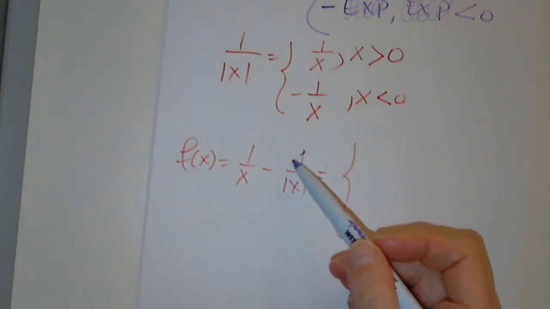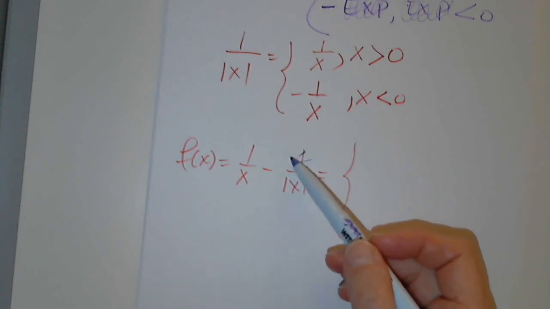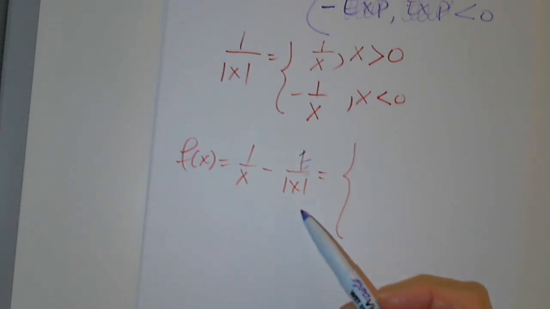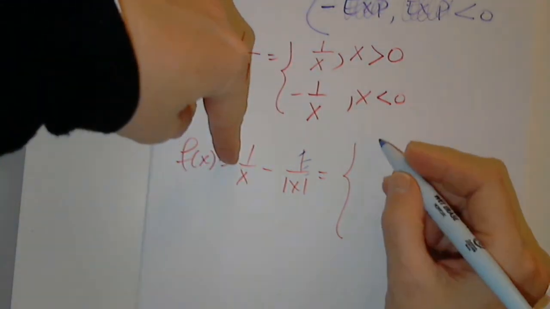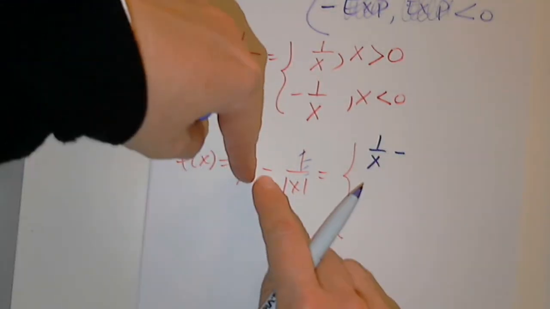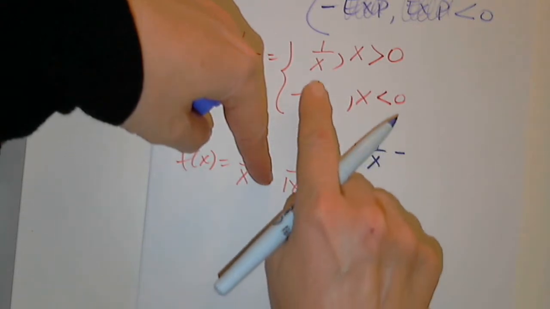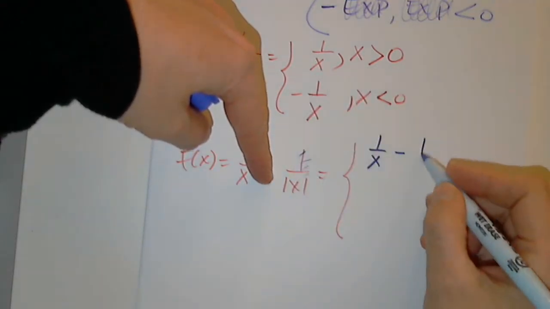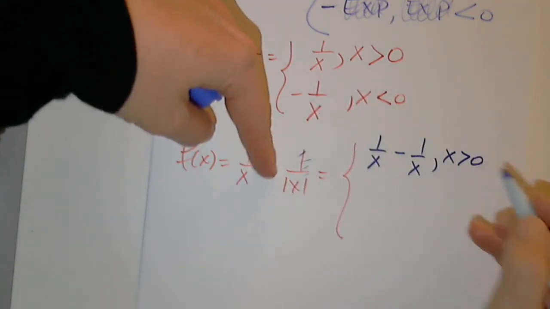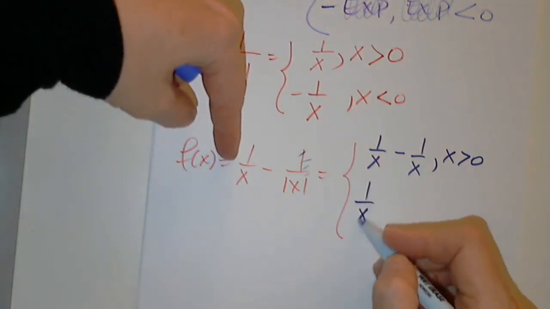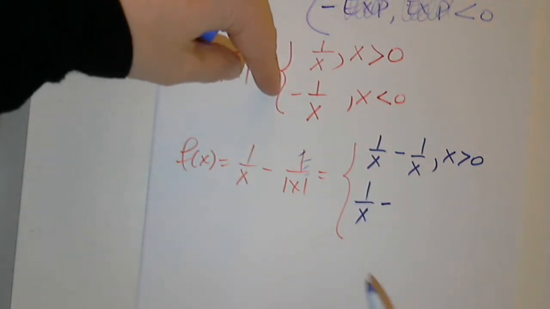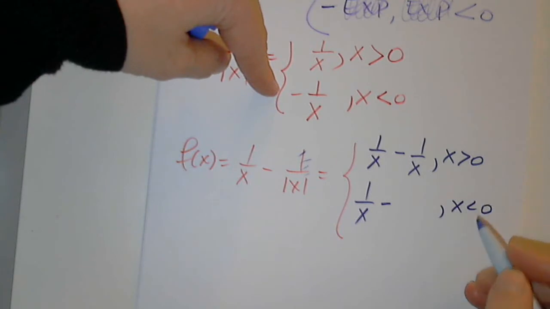I have this piece. This piece has 2 options. That's why the whole thing will have 2 options. I have to copy 1 over x. I have to copy minus. And what do I copy now? 1 over x for x greater than or equal to 0. I copy 1 over x, which just does not change. I copy minus. And then what do I copy for x less than 0?